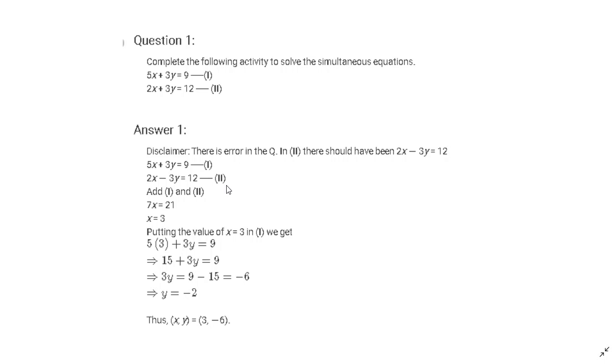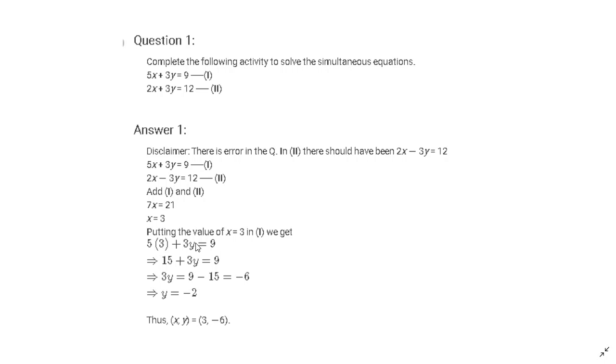So what we can do is basically add equation number 1 and equation number 2, so that we can cancel out the y variable with plus 3y and minus 3y. It will get cancelled, and remaining 5x plus 2x is equal to 7x and 9 plus 12 is equal to 21. So 7x is equal to 21, x is equal to 21 upon 7, which is 3.